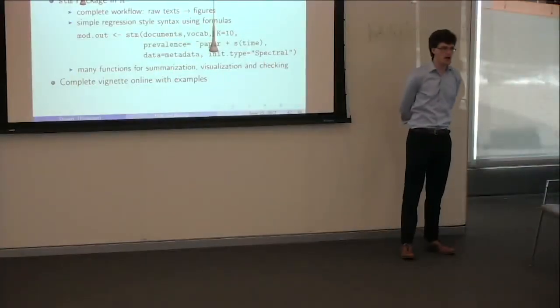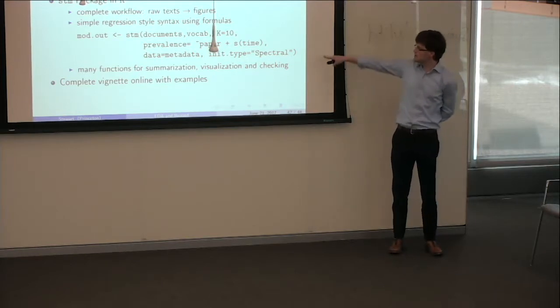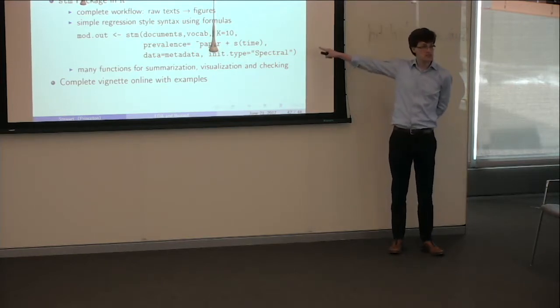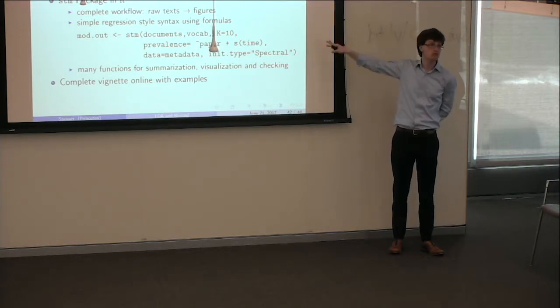Yeah, great question. This is a question we've thought about a lot. It's one reason I like the spectral initialization. It's deterministic, and so for a given number of topics, for a given corpus, it will get you the same answer every time, which is quite nice. Is that the right answer? We don't know, right? I mean, this is the problem with difficult optimization problems.